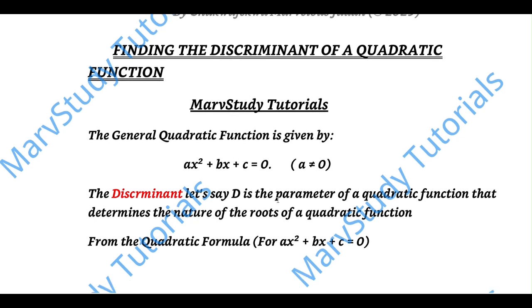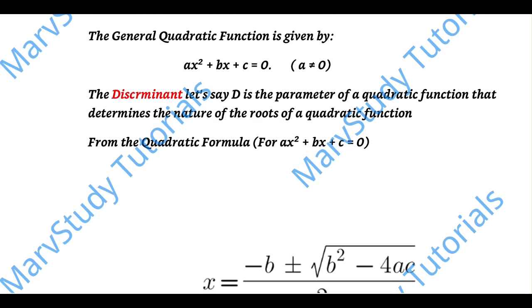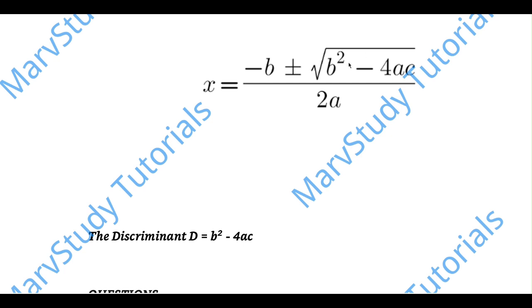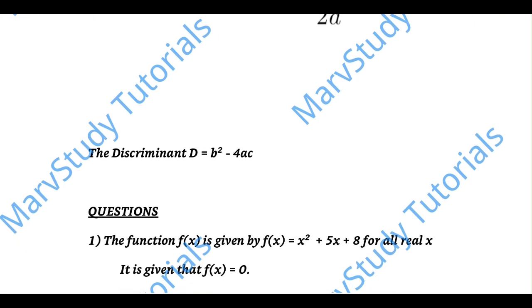All you need to do is to compare with the general form, which is ax squared plus bx plus c, and then substitute it in the formula b squared negative 4ac, which is part, like a compartment, of the general quadratic formula, b squared negative 4ac. So that's the formula, simply that, b squared negative 4ac. So let's look at examples that demonstrate this.